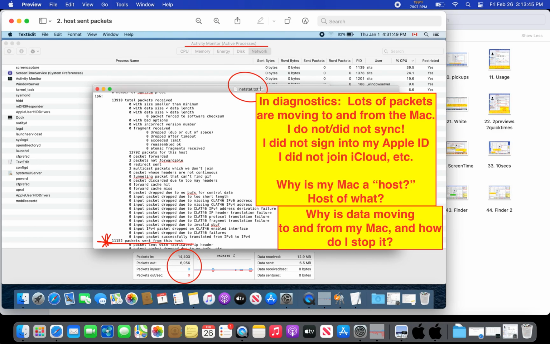Number two, this is Netstat again. Same idea. No iCloud, and it says it's sending packets from this host. So is that expected behavior or no? This looks like completely expected behavior. Okay. Like I said, packets are going to move no matter what. So this computer is a host. The computer is the host, and packets are going to move. Packets, they're just data.